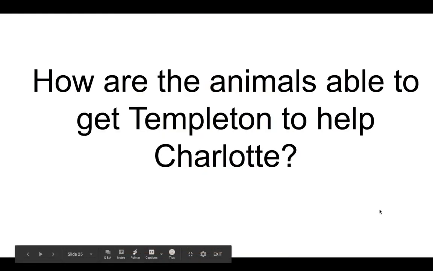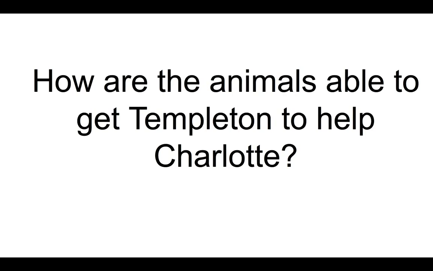How are the animals able to get Templeton to help Charlotte? That's right. They had to tell Templeton how, if something happened to Wilbur, then no one would bring him any more food. And that means that Templeton would no longer be able to eat his food, so he would also grow very hungry and weak. If something happened to Wilbur, then he would no longer be fed. What does that say about Templeton? Yeah, Templeton is very selfish. They had to tell him how it was going to affect him if something happened to Wilbur.